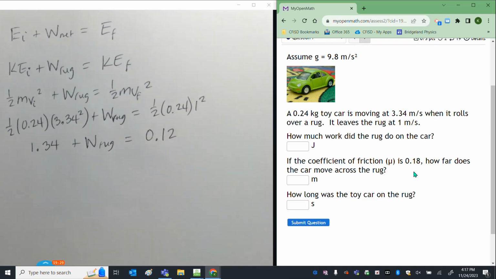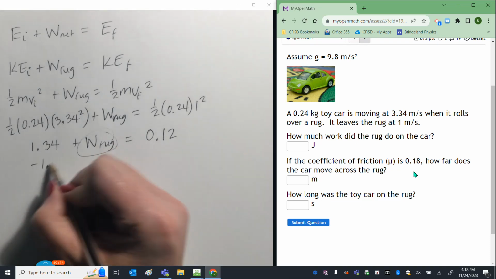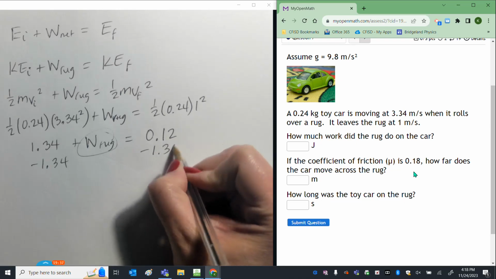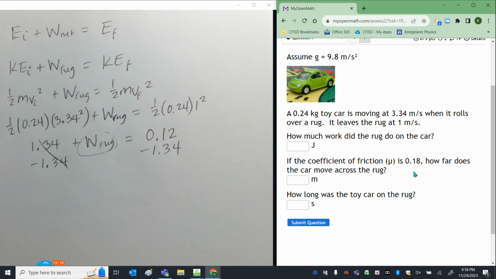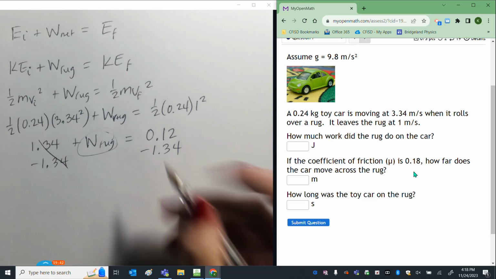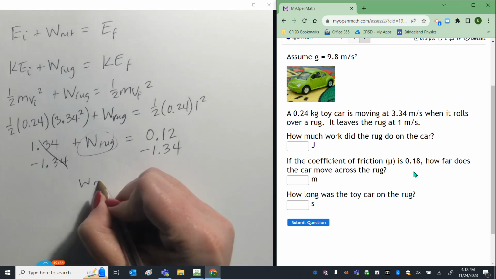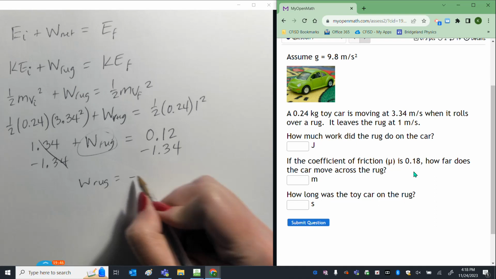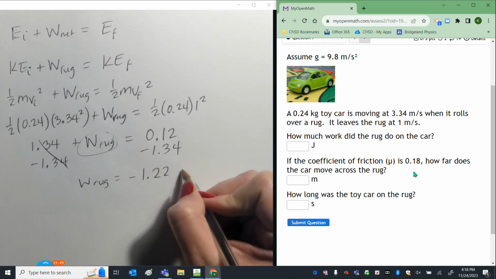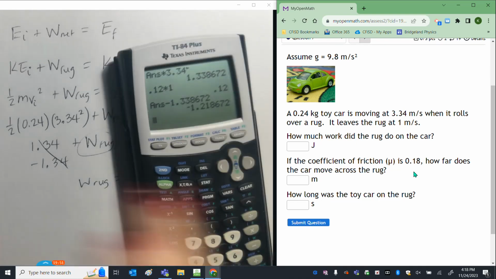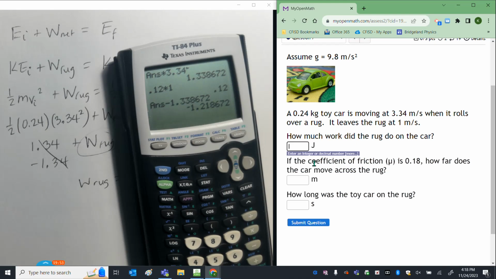that. Again, if I want to solve for this, I need to get it by itself, so we're going to subtract 1.34 from both sides. And we're going to get the work done by the rug is equal to negative 1.22 joules. And again, I have rounded that a little bit. Okay, but how much work? It will be a negative amount because the rug has caused the loss of energy of the car. Okay, so it's removed energy from the system. Negative 1.22 when I round that.